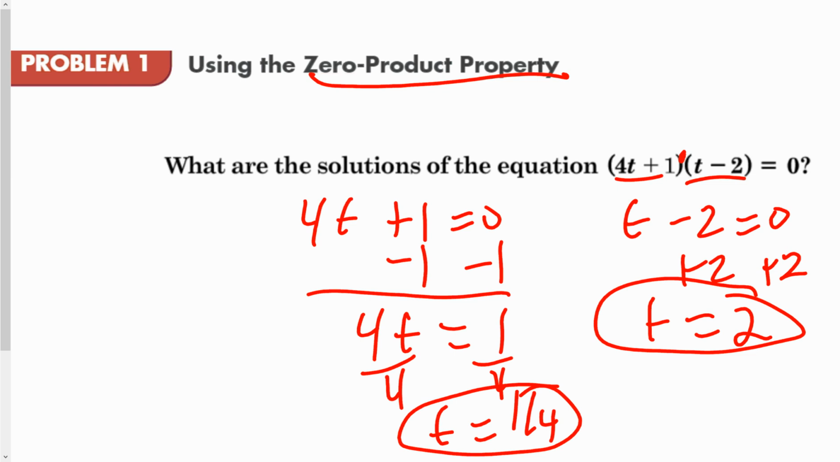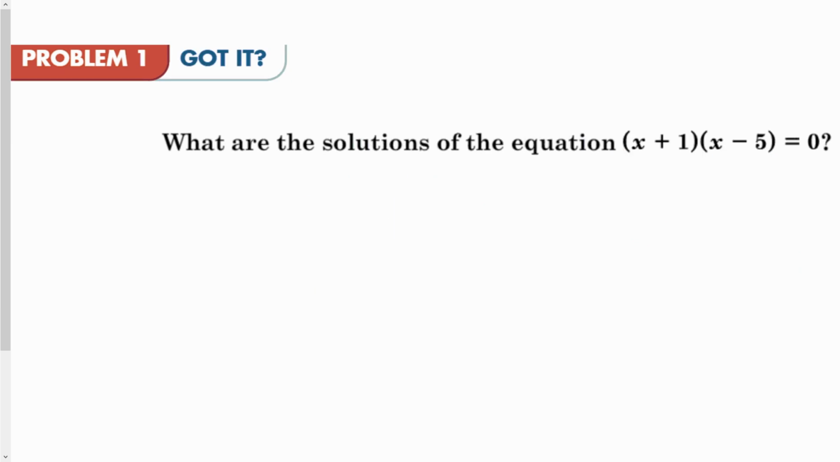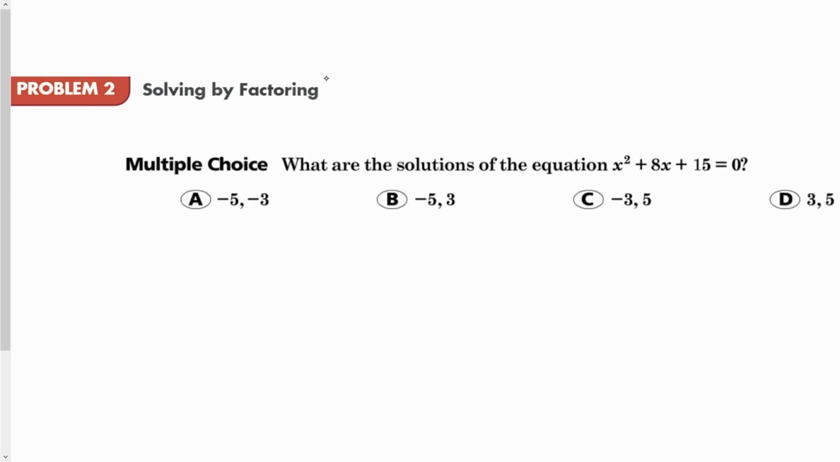Okay, so that's how you do this type: set each factor equal to 0 and solve for the variable. You can go ahead and try this one. Got it? You can do this one. You can pause it and go ahead. I'll move on. Now, solve by factoring.